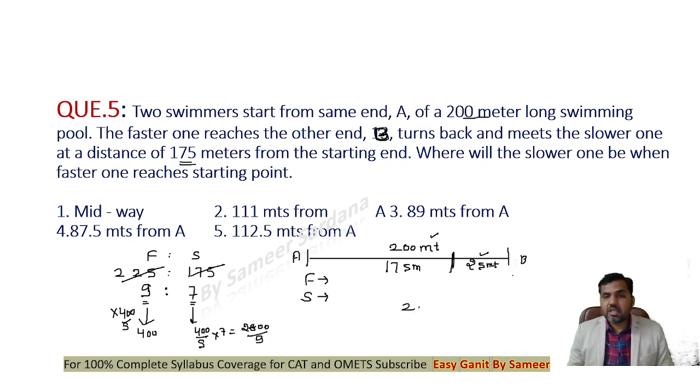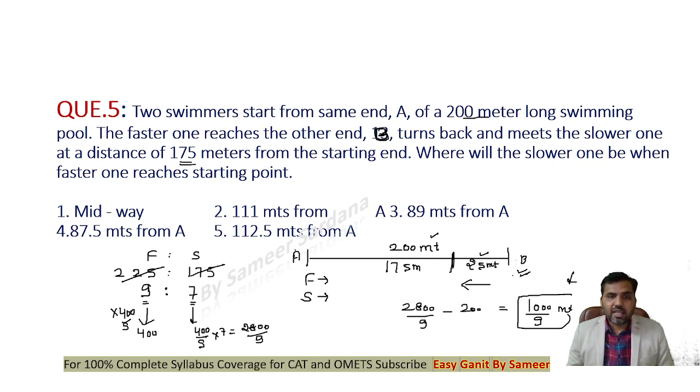Out of this total distance of 2800 by 9, you can see that the slower one has traveled a distance of 200 meters in the direction towards B. So he will be 1000 by 9 meters from the point B. So he must have traveled this much distance in the direction towards A. So you can see that this is the distance of the slower one from the end B, right?